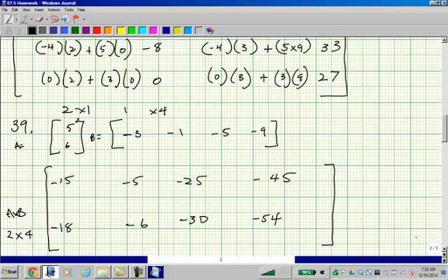Now we go to the second row, and we're going to multiply the second row times the elements in every column. So there's one element in the second row on the left, and there's one element in the columns on the right. So there will only be one product in each element in the product matrix. 6 times -3, -18. 6 times -1, -6. 6 times -5, -30. 6 times -9, -54.